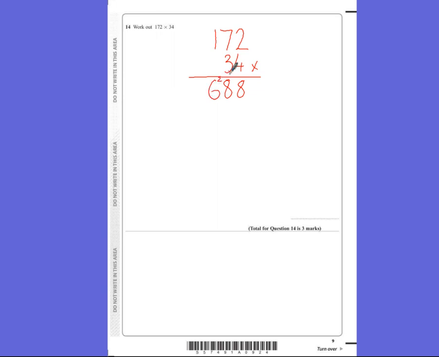We're now going to multiply by this 3, which actually stands for 30. So we're going to put a 0 down, which is like times by 10, and then we're just going to times by 3. So 3 times 2 is 6, 3 times 7 is 21, so 1 down, carry 2, and 3 times 1 is 3, added 2 is 5. So 5,160. Then we need to add those 2 together, so 8 add 0 is 8, 6 add 8 is 14, so 4 down, carry 1, 6 add 1 is 7, added 1 is 8, and then 5, so 5,848.